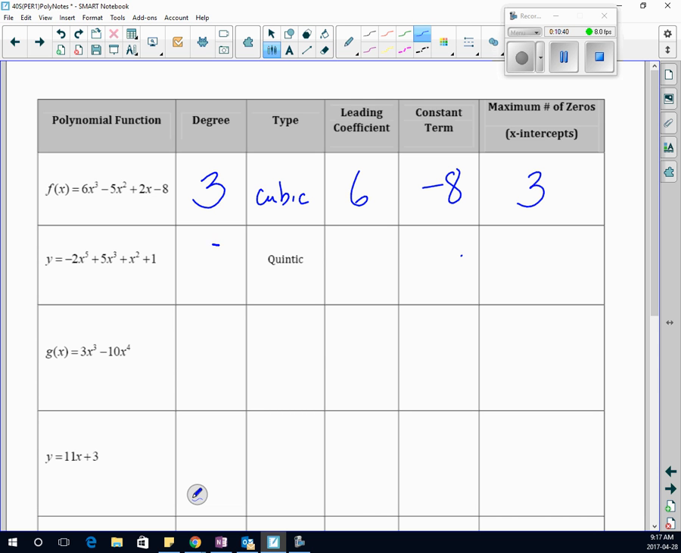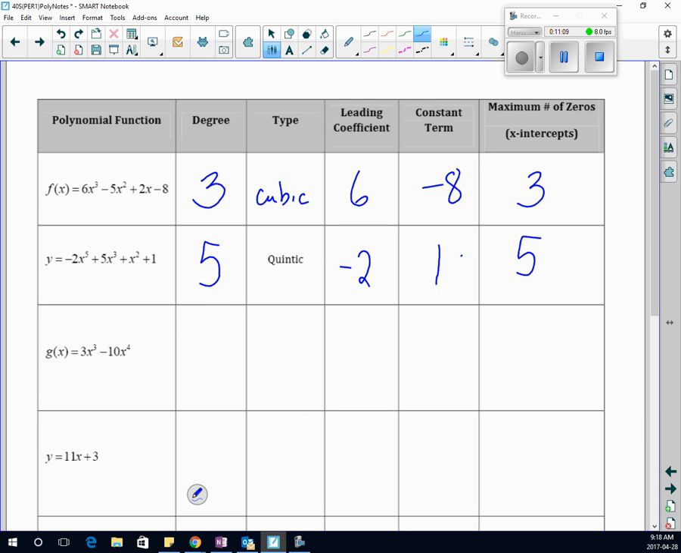5. That's a quintic function. What's the leading coefficient? Negative 2. Now, this one's negative, so what does that mean? It's going to start up there, and it's going to end down there, right? Like a negative line going down. Okay, how about the constant term? It's 1. And what's the maximum number of zeros?